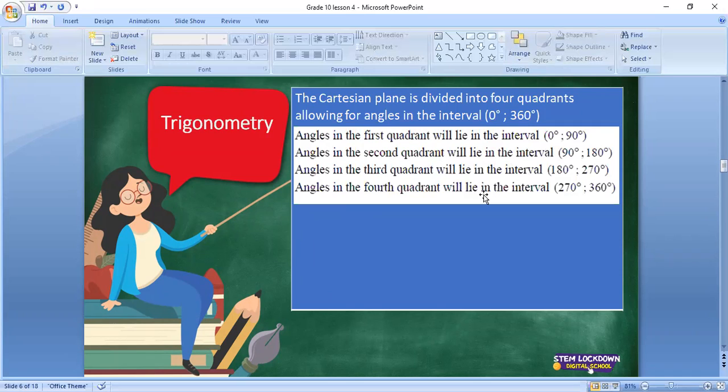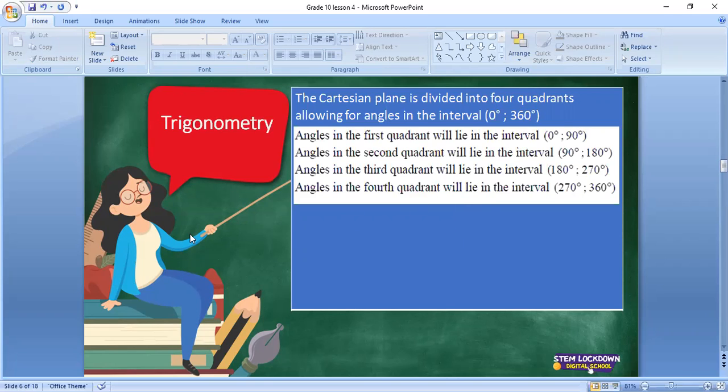So if we have an angle, for example, 285 degrees, which quadrant do we fall into? Into the fourth quadrant, because 285 is between 270 and 360. If we have a 109 degree angle, which quadrant would that be? We're going to be in the second quadrant because it's between 90 degrees and 180 degrees. These are some of the examples.